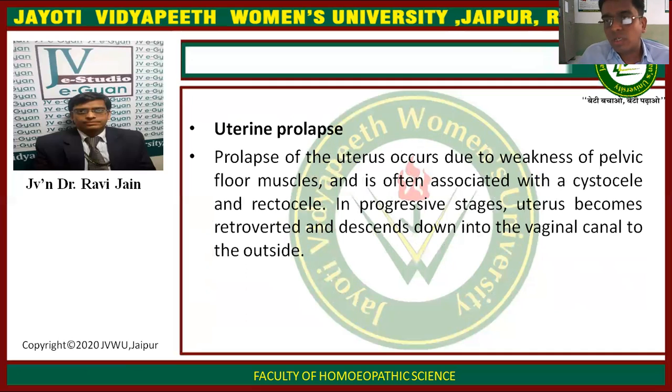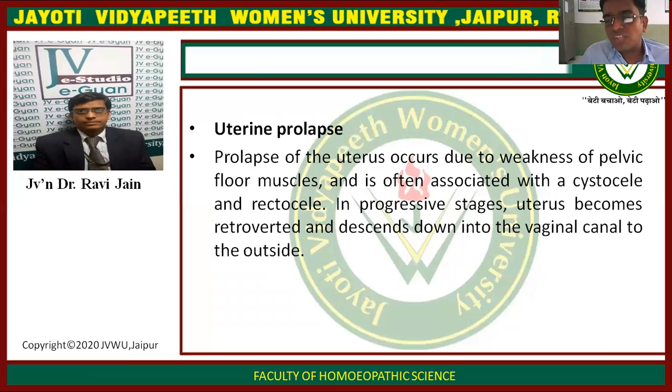The next important complaint for which the patient usually comes is uterine prolapse. What is uterine prolapse? Prolapse of the uterus occurs due to weakness of the pelvic floor muscles. If the muscles of the pelvic floor become weakened, it results in uterine prolapse and is often associated with cystocele and rectocele.